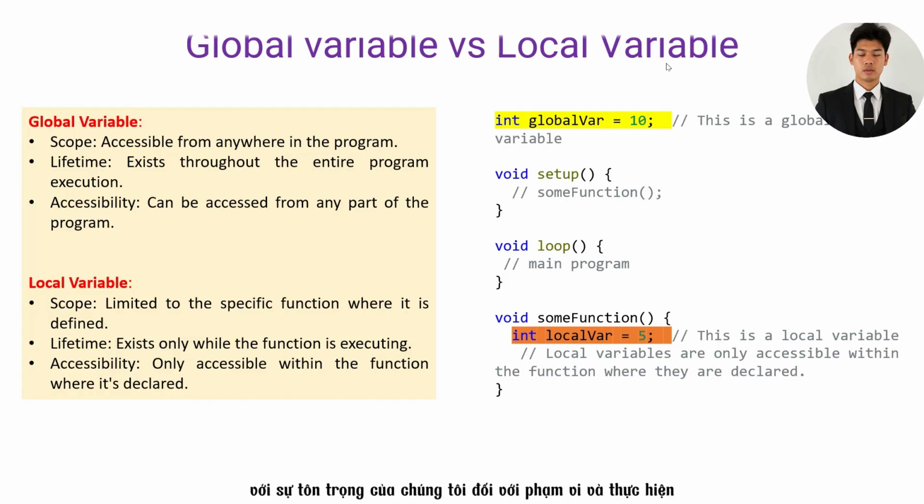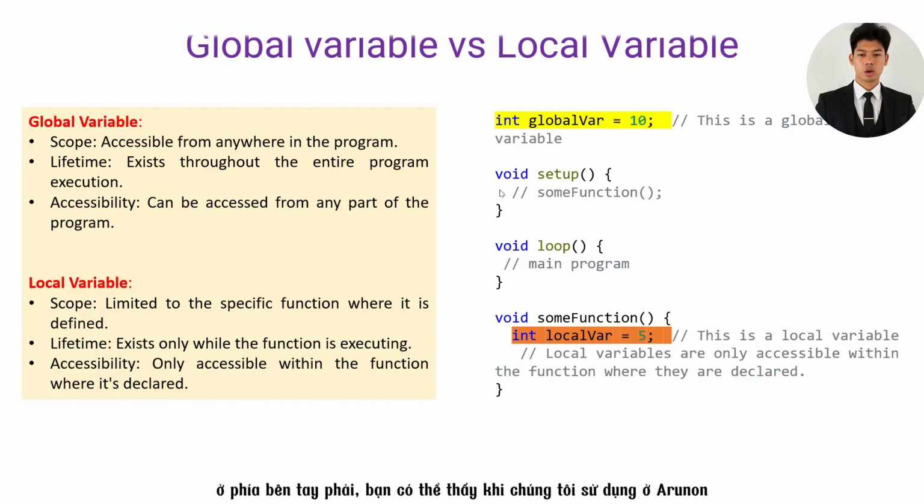There are 2 types of variables with respect to scope and execution. The first one is the global variable. It is accessible from anywhere in the program. Its lifetime exists throughout the program execution, and it can be accessed from any part of the program, whereas a local variable is limited to a specific function. Its lifetime exists only while the function is executing, and it is only accessible within the function where it is declared. Now here's the dummy program.